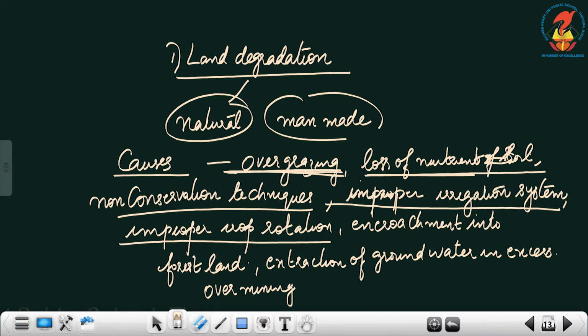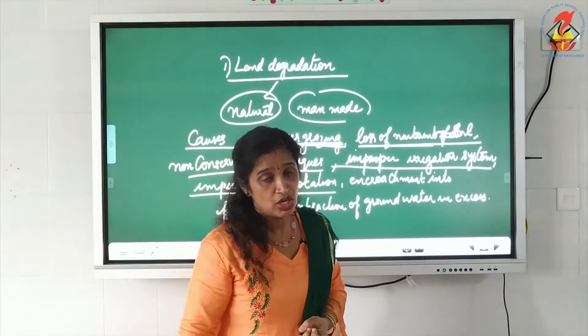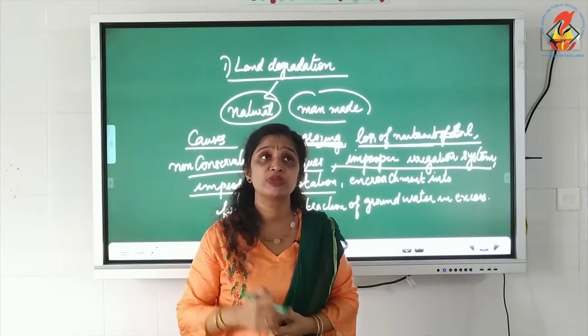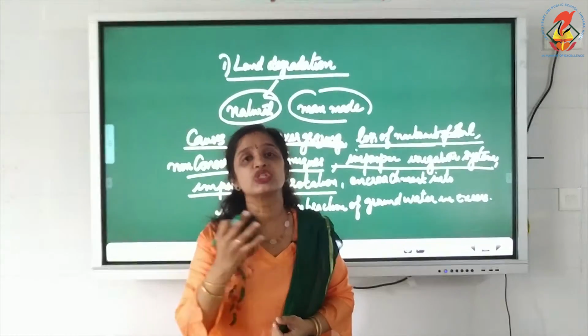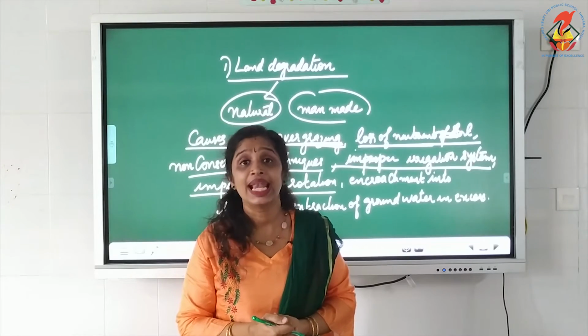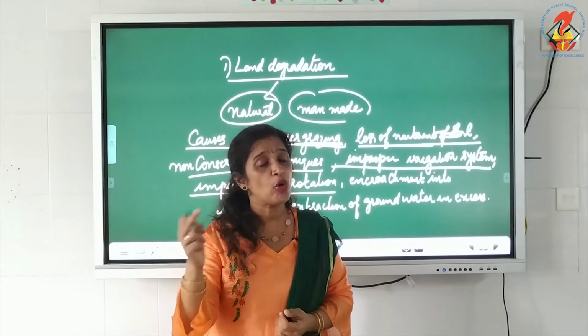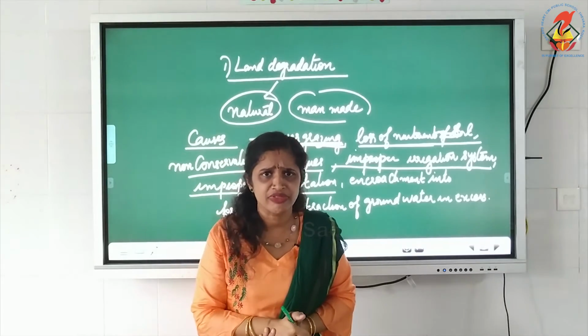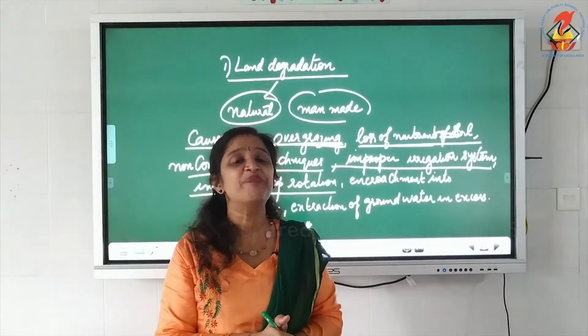Next is improper crop rotation. Rotation of the crops by the farmers, production of different types of crops and rotation of the crops is not done in a proper manner. This can also cause land degradation. If the crop rotation is not done in a proper manner, what is the end result of that? Soil will lose its fertility.